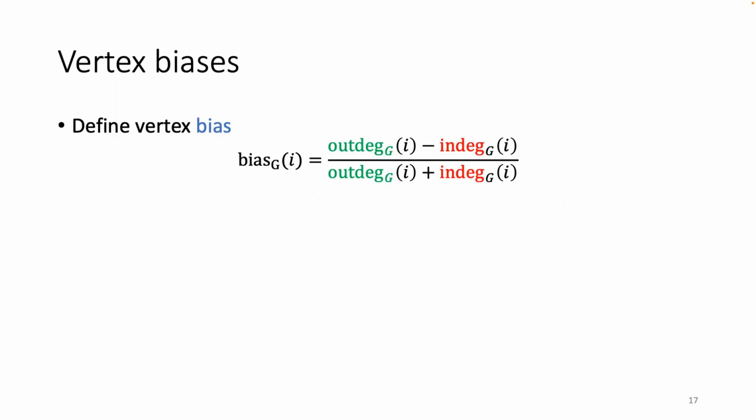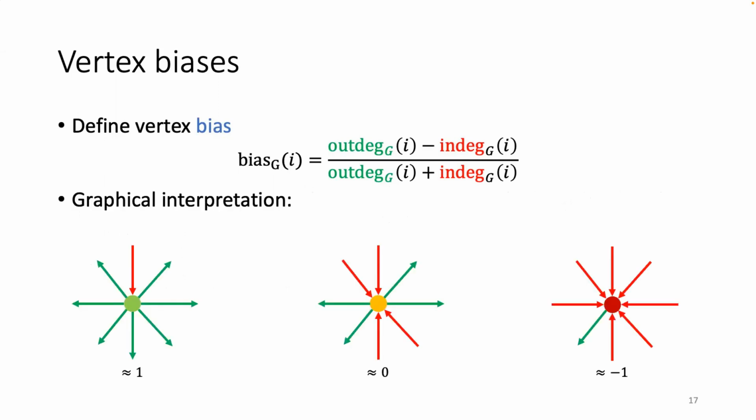So this bias number is between -1 and 1, and you can think of it as, okay, let's say I have a vertex whose bias is close to 1. Then what that means is that almost all of the edges are outgoing. If I have a variable whose bias is close to -1, that means almost all of its edges are incoming. And if I have a variable whose bias is close to 0, it means it's a mix between outgoing and incoming edges. And the hope is a little bit similar to what we did before.